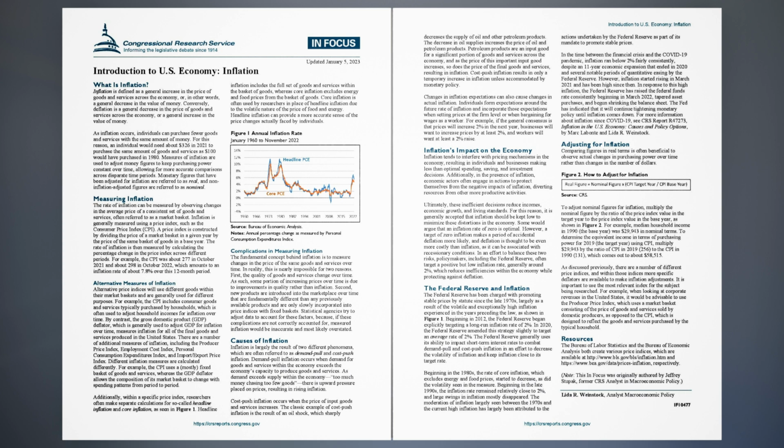Changes in inflation expectations can also cause changes in actual inflation. Individuals form expectations around the future rate of inflation and incorporate those expectations when setting prices at the firm level or when bargaining for wages as a worker. For example, if the general consensus is that prices will increase 2% in the next year, businesses will want to increase prices by at least 2%, and workers will want at least a 2% raise.